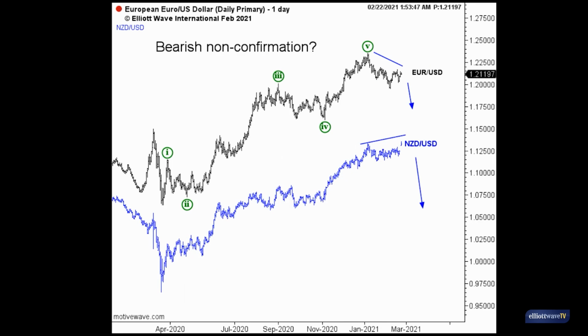When I cross-referenced the Kiwi to the Euro, I noticed the Euro had already completed an impulse into the January 2020 high, and I suspected the new high on the Kiwi was the fifth wave of an impulse. As you can see, there was a divergence developing between the Kiwi and the Euro. It's what we call a bearish non-confirmation.